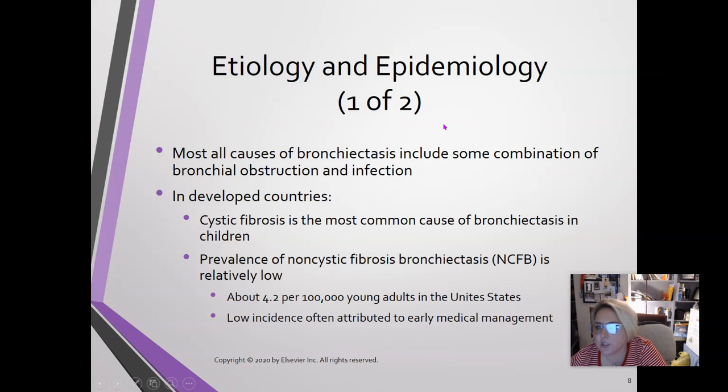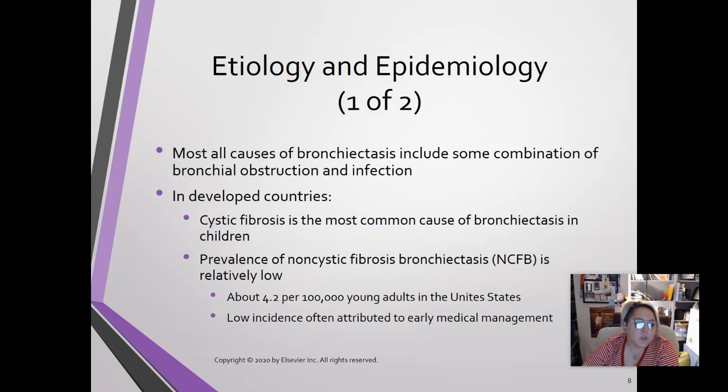So, our etiology and epidemiology: most all causes of bronchiectasis include some combination of bronchial obstruction and infection, so some type of pulmonary infection. Although this is not a well-defined entity, it's believed to be a possible mechanism for post-infectious non-cystic fibrosis bronchiectasis, or NCFB, following a significant lung infection. Cystic fibrosis is the most common cause of bronchiectasis in children, so they can develop it in developed countries during early childhood, which causes anatomic alterations of the developing lung that allow persistent bacterial infections. As a result, the continuous bacterial infections lead to bronchiectasis.